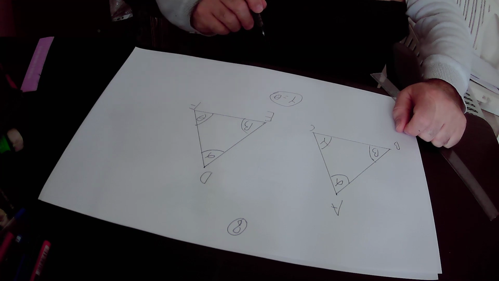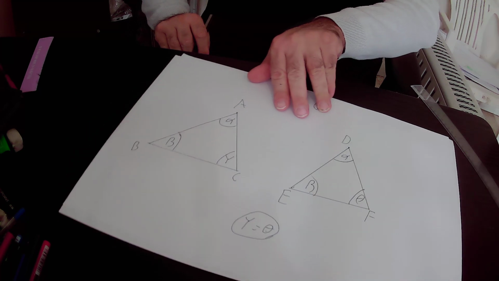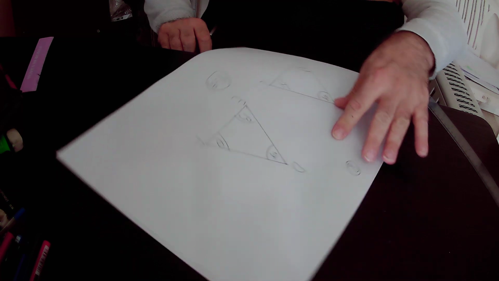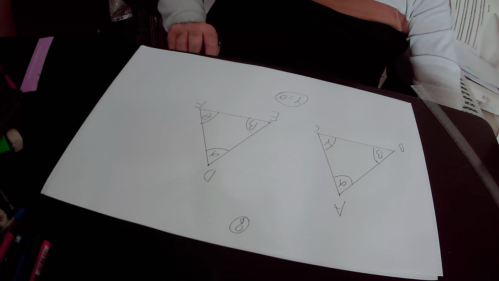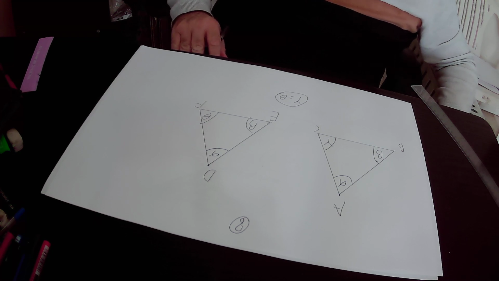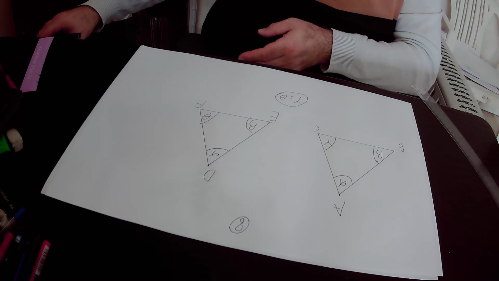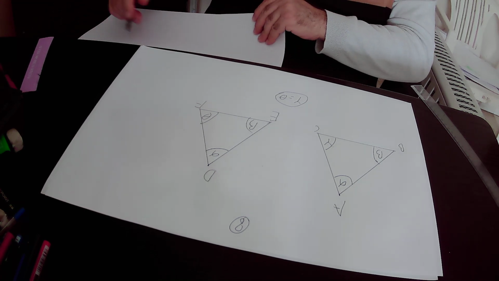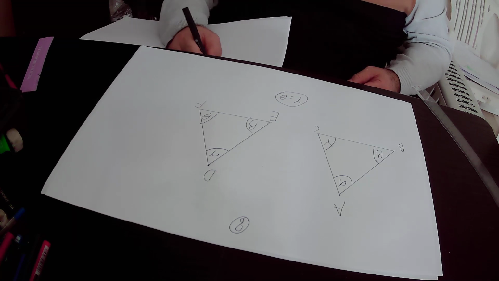Okay, so we will prove that angle gamma equals angle theta. As you already know, the sum of the angles in any triangle equals 180 degrees. Therefore, the sum of the angles in triangle ABC equals 180 degrees. That is to say, alpha plus beta plus gamma equals 180 degrees.